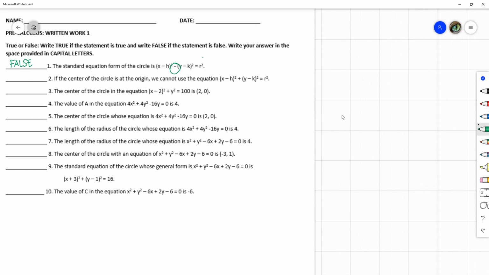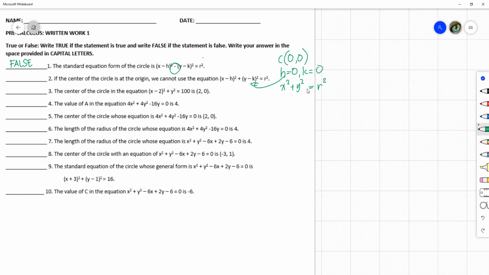Okay, number 2, if the center of the circle is at the origin, we cannot use the equation (x minus h) squared plus (y minus k) squared equals r squared. Now take note that if the center of the circle is at the origin, the coordinates are 0, 0, which means h equals 0 and k equals 0. If we substitute these h and k into our equation, then we have x squared plus y squared equals r squared, which is the standard equation of the circle.